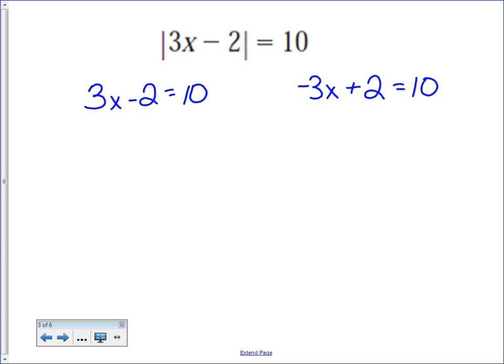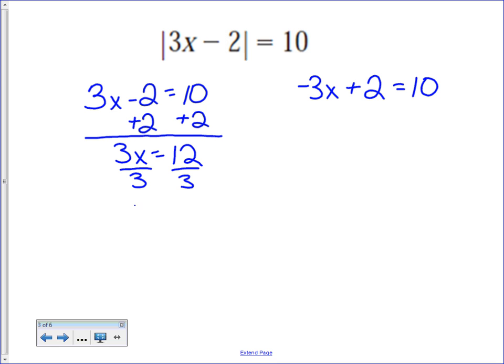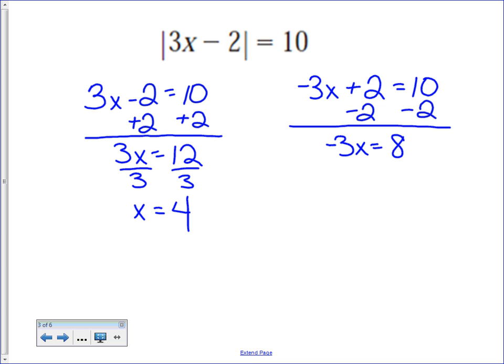So we'll start with our first one. They're subtracting 2, so we're going to add 2 to both sides of our equation. We get 3x equals 12. We're going to divide both sides by 3 to get our variable by itself. 12 divided by 3 gives us 4. On the other side, they're adding 2, so we're going to subtract 2 from both sides of our equation, giving us negative 3x equals 8.